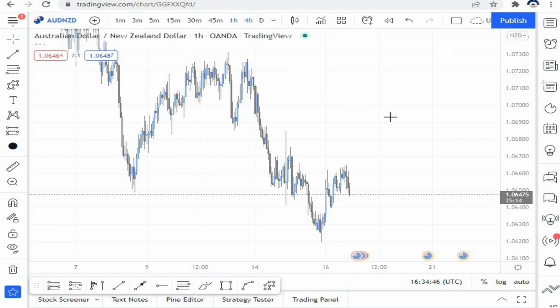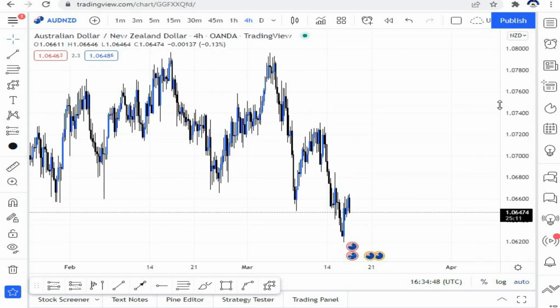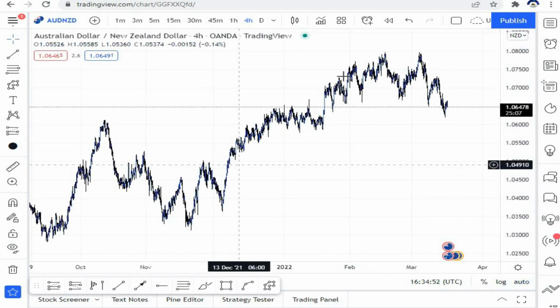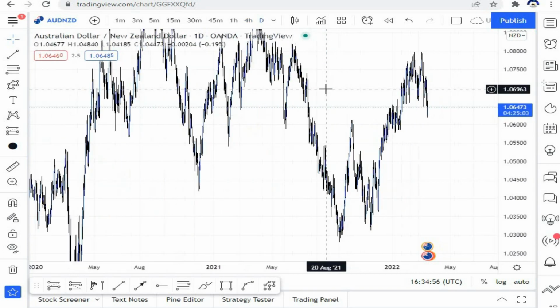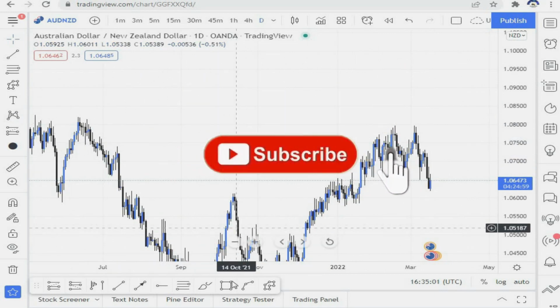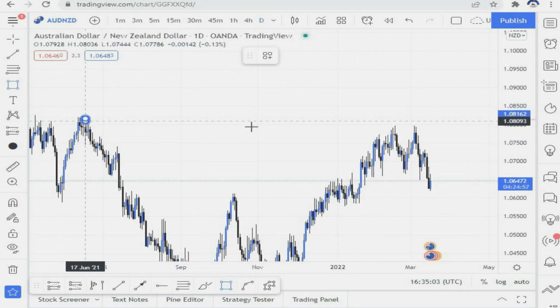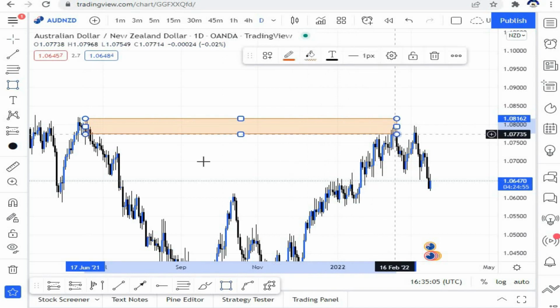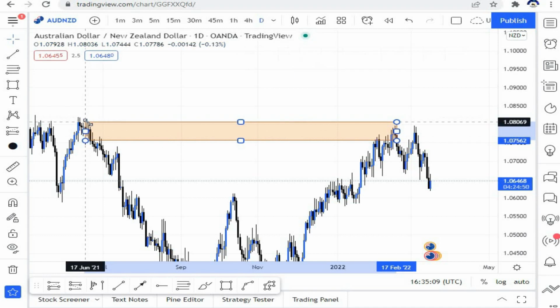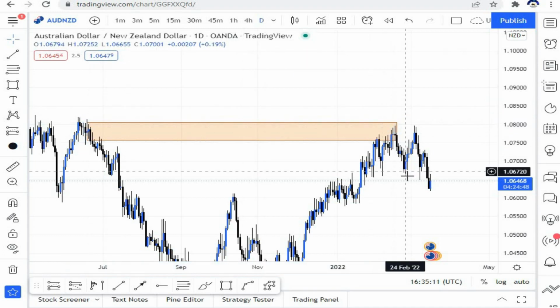So we start from our H4 time frame, right? The first thing is to understand where the price is coming from. As you can see, we have this rally phase, and let's go to our daily so we can understand more. We had this supply zone area, around this zone, as you can see here. That's where the supply was at. That's where the price decided to go down.